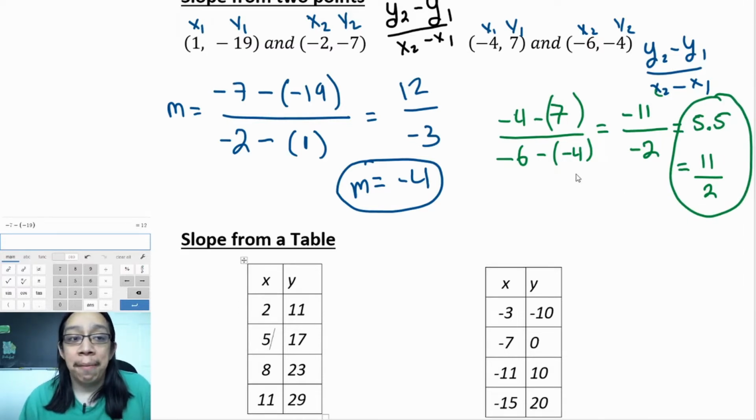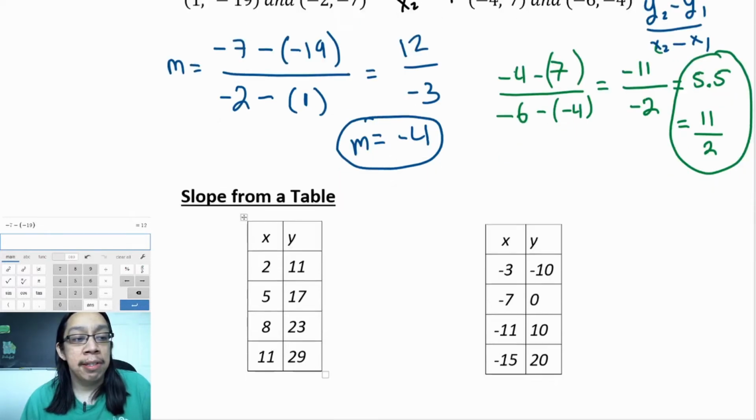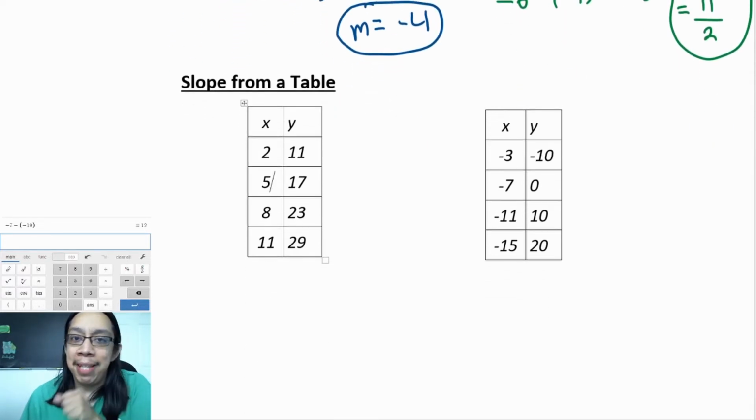So what's the idea? Basically, label your points. It makes it that much easier to put the numbers in, to plug them in, and just simplify either mentally or using a calculator. So let's go ahead into our next examples and let's review how we can find slope from a table. So how exactly do we find slope from a table?